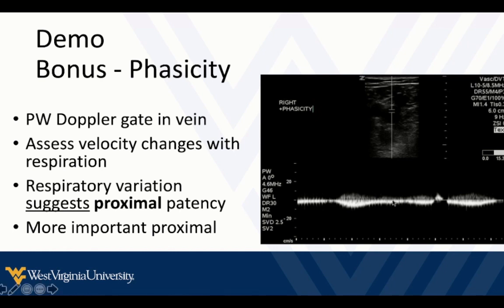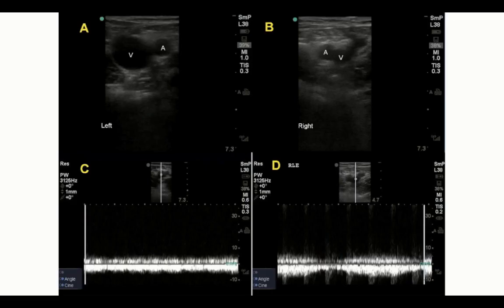If we don't see phasicity and we see just a flat line the whole time, whether they're breathing or not, then that would suggest maybe there's a proximal obstruction. So here's an example we can see quickly where a patient had a proximal DVT on the left side. So on their normal side, their non-affected side, this is the patient's right, we can see as we place Doppler in their femoral vein, we see phasicity.